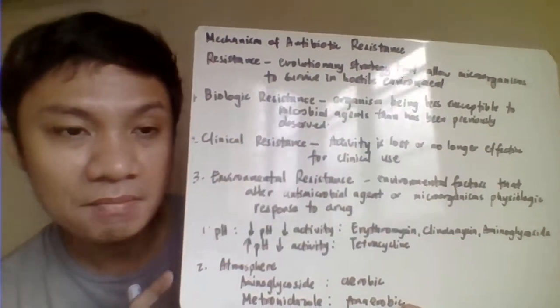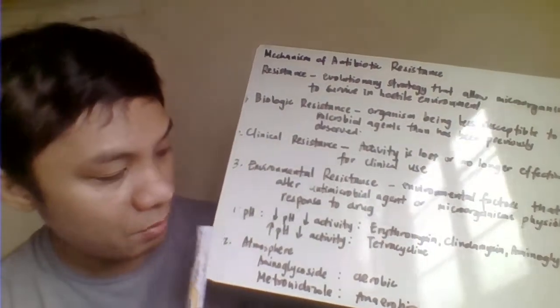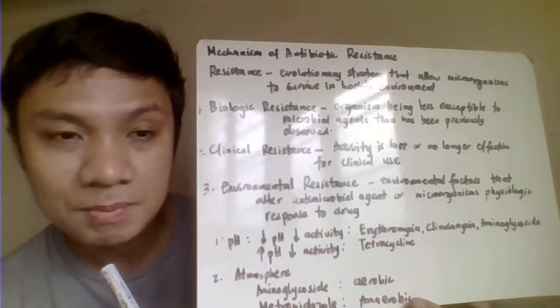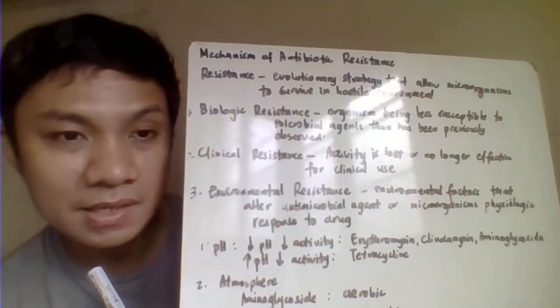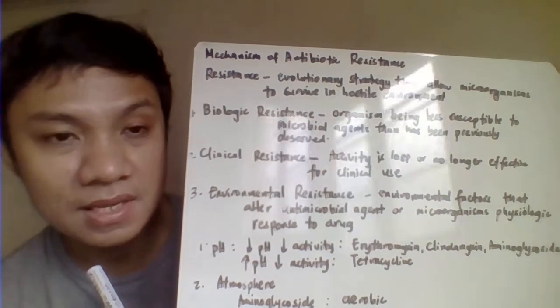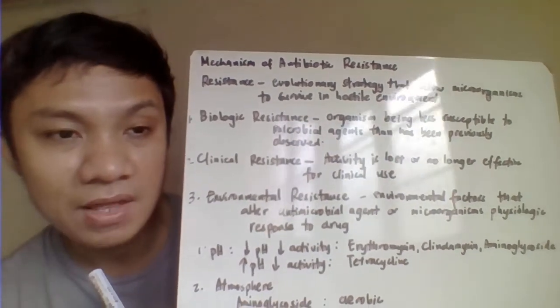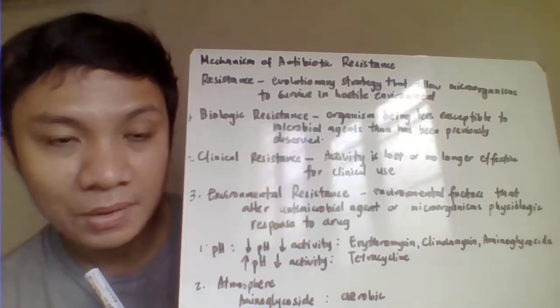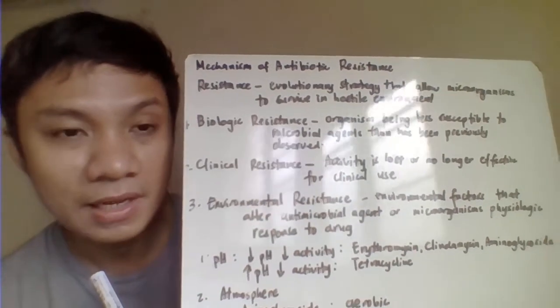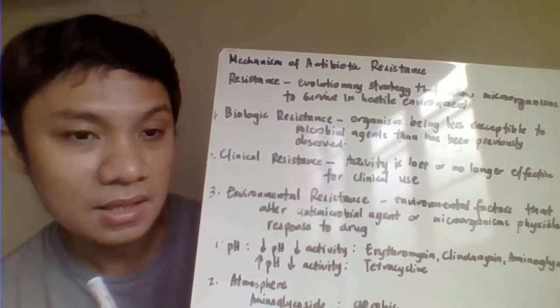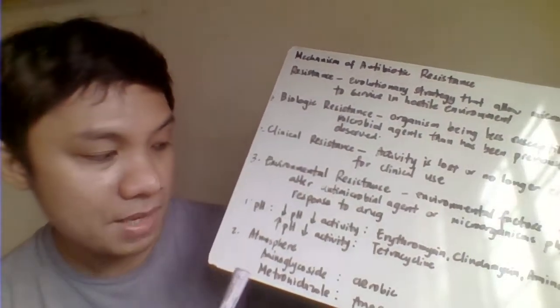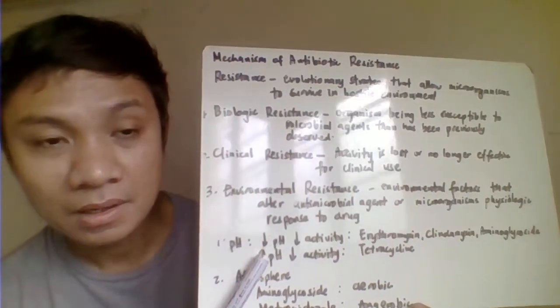So environmental mediators could be in the form of, number one, pH. Okay, decreased pH, acidosis, would decrease the activity of your erythromycin, your clindamycin, even your aminoglycoside. Whereas increased pH, alkaline pH, would render your tetracycline eventually less effective.